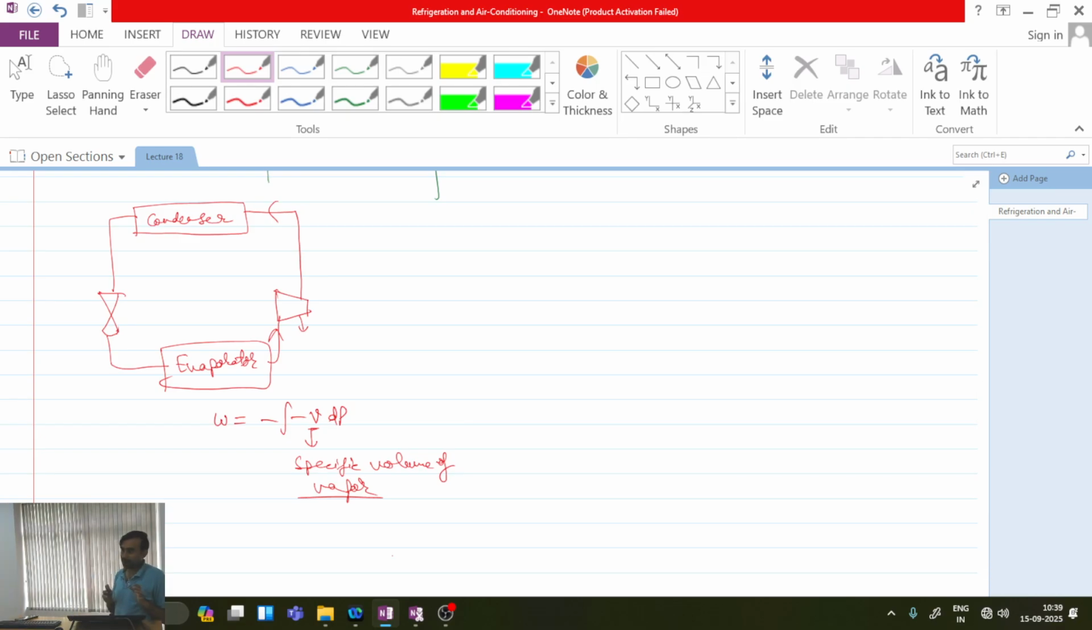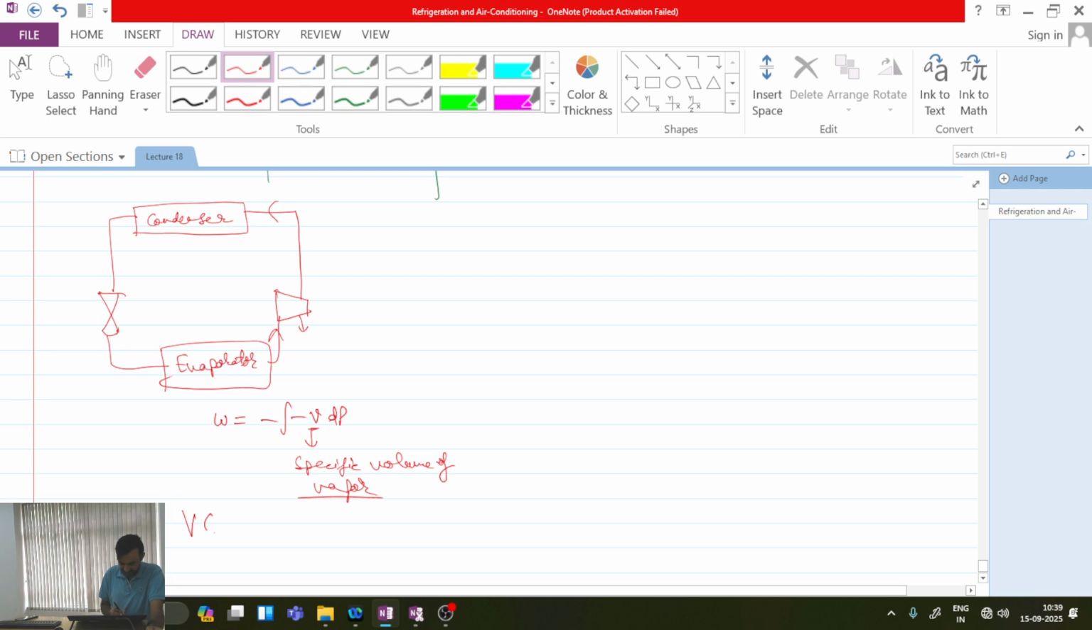But if I can operate this cycle in such a way that I replace this compressor with some other arrangement which can give me the same pressure ratio, but instead of vapor, if I can make liquid over here, then I will be able to save a significant amount of work. So let's see how we can do this now.